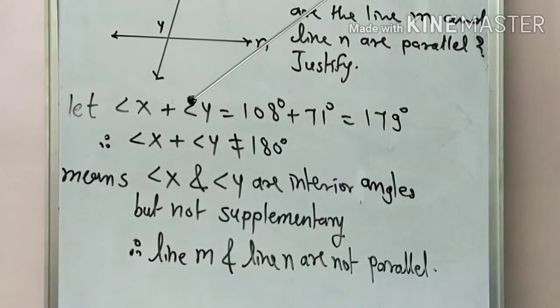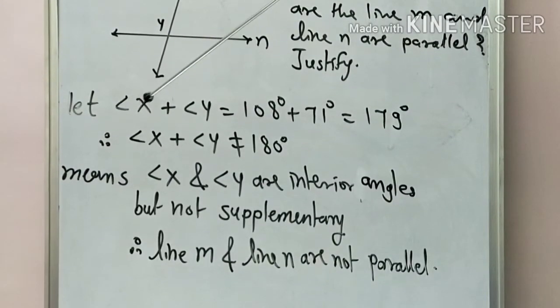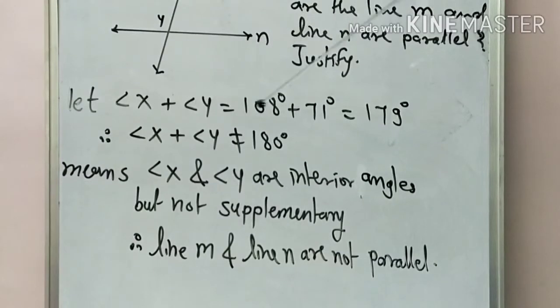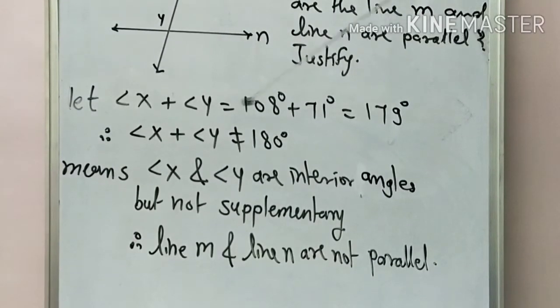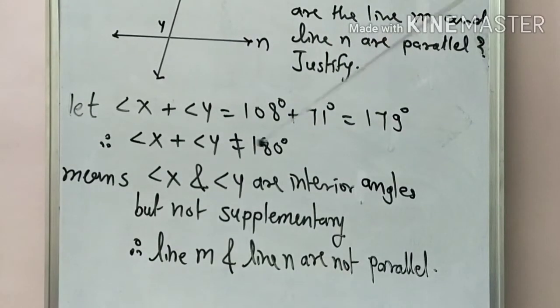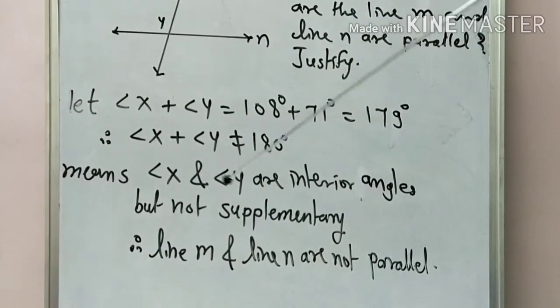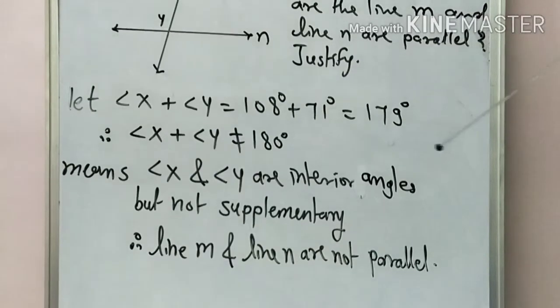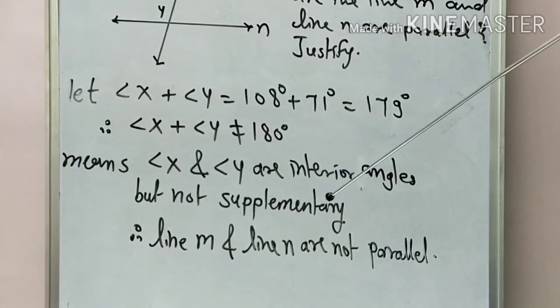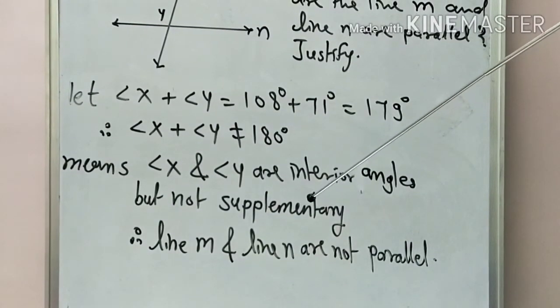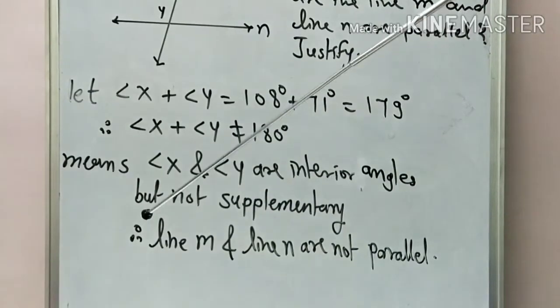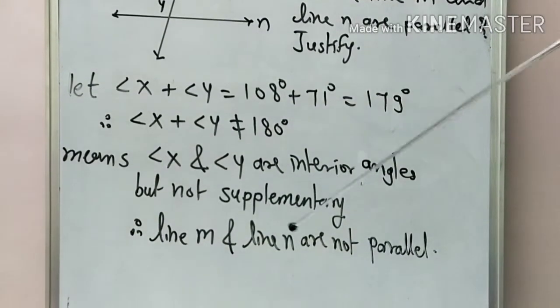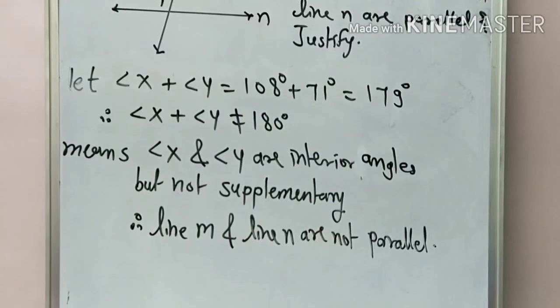Okay, so like this you have to write down the answer: angle x plus angle y equals the sum as we're taking, which is 179 degrees, meaning it is not 180 degrees. Okay, and it means that angle x and angle y, which are interior angles, are not supplementary, and it means that the interior angle test fails here, and therefore line M and line N are not parallel lines.